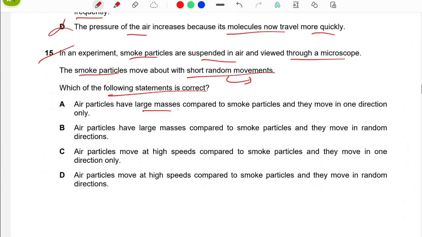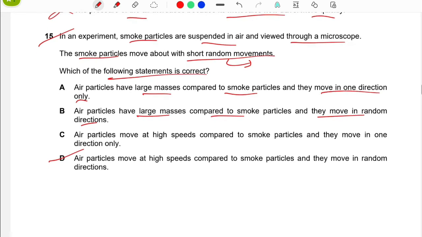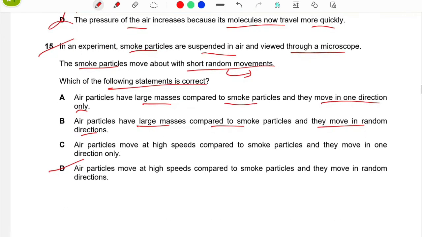Air particles have large masses compared to smoke particles and they move in one direction only. The smoke particles move about with short random movements. Okay. Air particles have large masses compared to smoke particles and they move in random directions. Air particles move at high speed compared to smoke particles and they move in one direction only. Air particles move at high speeds compared to smoke particles and they move in random directions. So option D is correct because air particles are lighter in weight, so they will move faster and their movement is random, as we know the basics from 5th grade.